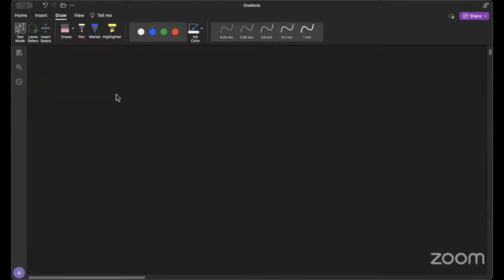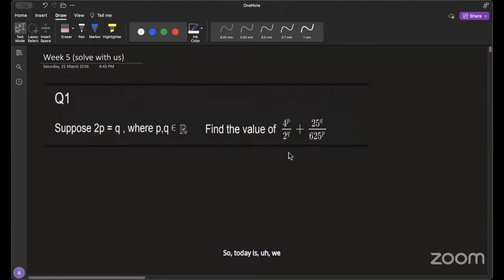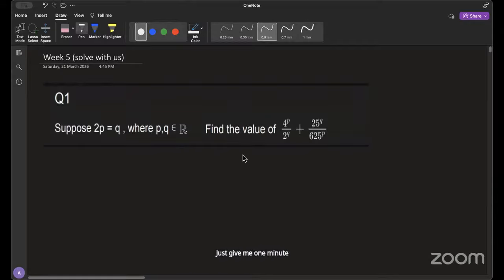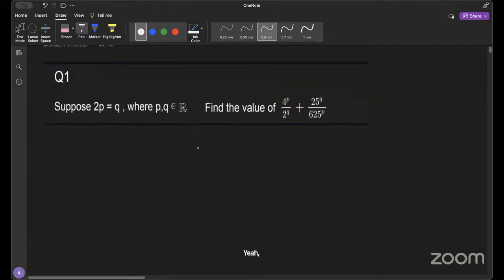Yeah, hello. So today we have a solved session for week 5, and we'll be doing some questions from there. Just give me 1 minute and then we can start. Yeah, so we're doing questions today from week 5, and this is the first question.